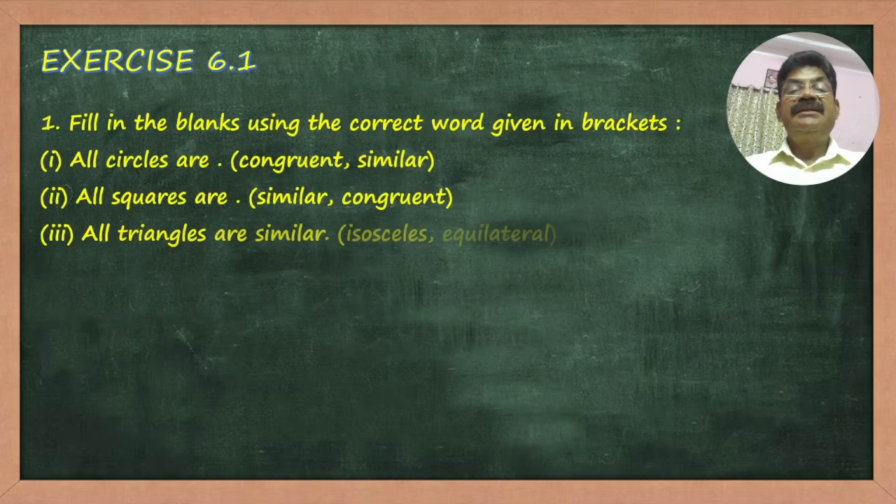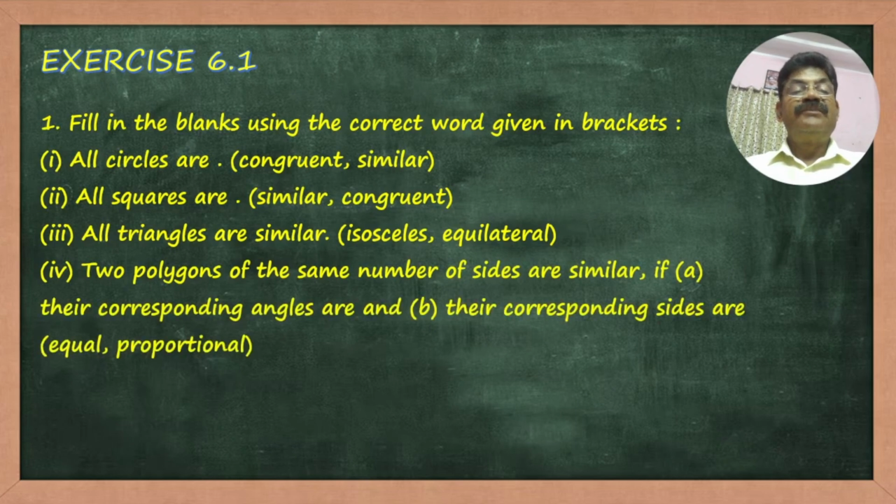Now exercise 6.1. Fill in the blanks using the correct word given in brackets. All circles are congruent, similar. Which is the correct word? All circles are similar because they differ only in size. Shape is same. Therefore, the answer is similar. Second question. All squares are of same shape, but the size depends upon the length of the side. Therefore, all squares are similar.